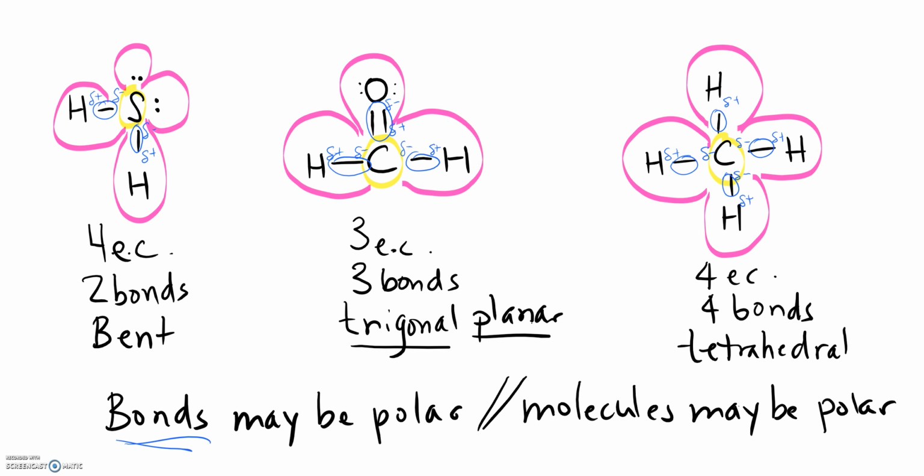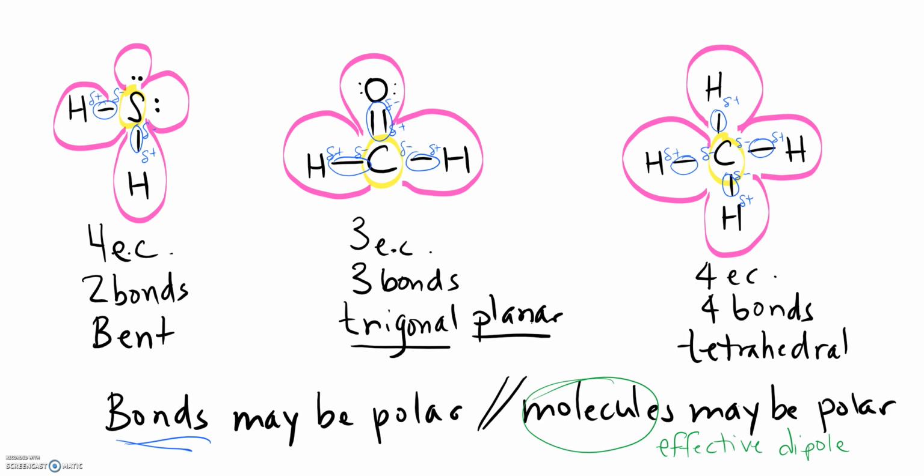Now we need to determine, we've already determined which bonds are polar or not. We need to determine if the molecules are going to be polar overall or not. And when we do determine their polarity overall, what is the effective dipole?